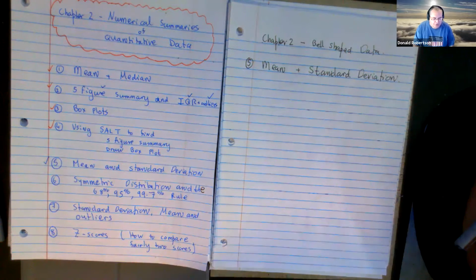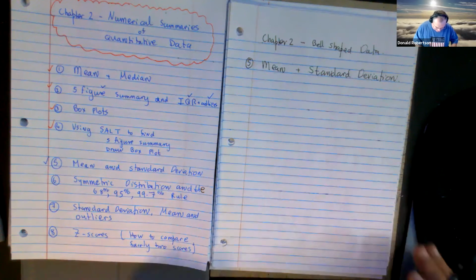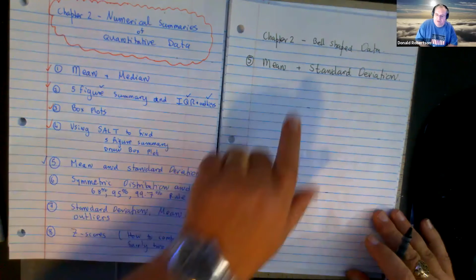We're going to use standard deviation and mean to look at outliers. We're then going to look at z-scores. So we've got a whole load of cool things to learn about today. Let's go and look at means and standard deviations again.